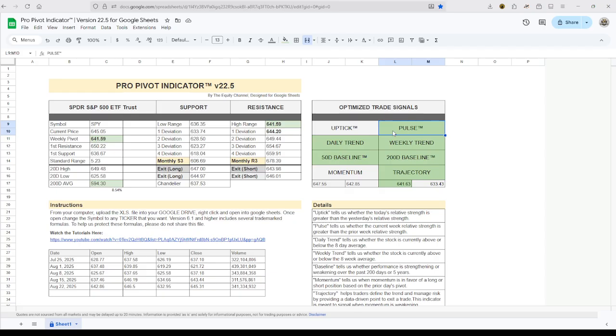This signal lets you know whether or not there's been a medium term outperformance as well, which makes it even better, right? So if you have an outperformance here, the uptick is green, and you have an outperformance here, the pulse is green. This lets us know that, you know what, this isn't just a fluke. This isn't just a 1 day thing. They've been outperforming. All right. The daily trend, the weekly trend is a very, very simple indicator. It just lets us know whether or not we're above or below our 8 day average and 8 week average. Very simple.